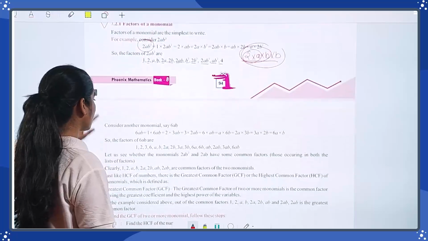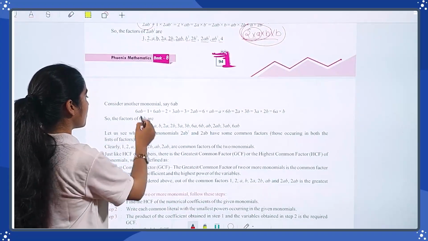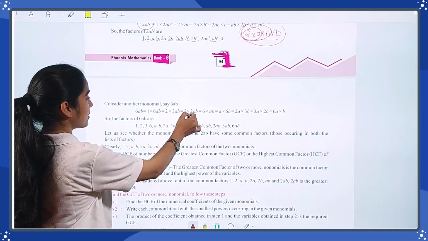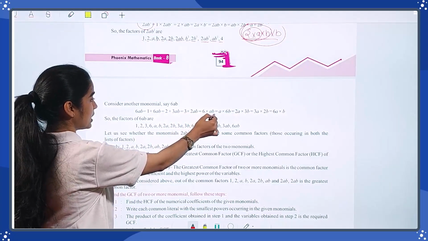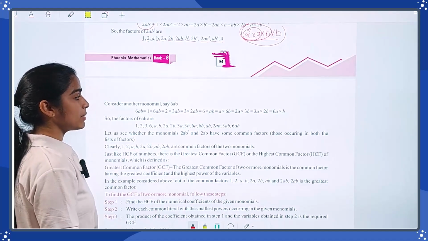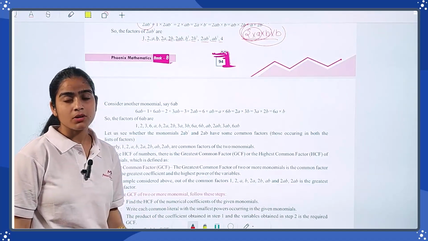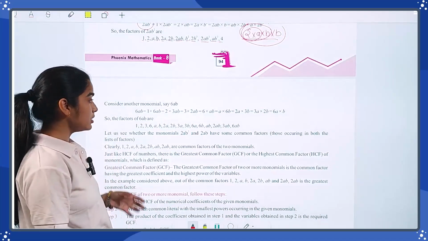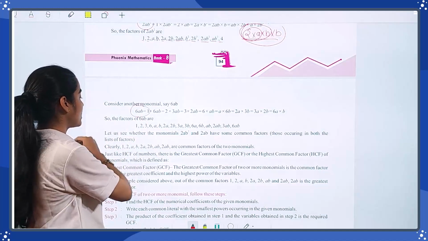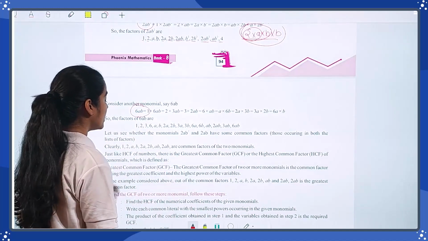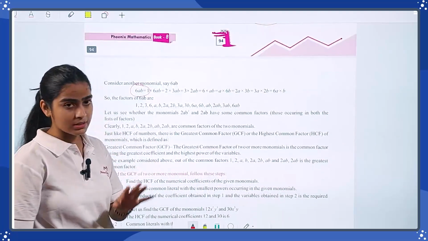Now consider another monomial, say 6ab. So 1 multiplied by 6ab, 2 multiplied by 3ab, 3 multiplied by 2ab, 6 multiplied by ab, a multiplied by 6b, 2a multiplied by 3b, 3a multiplied by 2b. What you have to do here is identify those numbers which can expand further to become 6ab. So the factors of 6ab are 1, 2, 3, 6, a, b, ab, 2a, 2b. I hope so students this is clear to you.